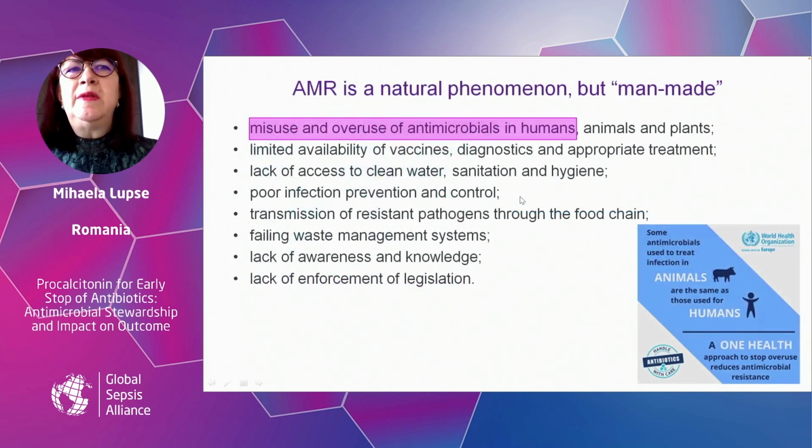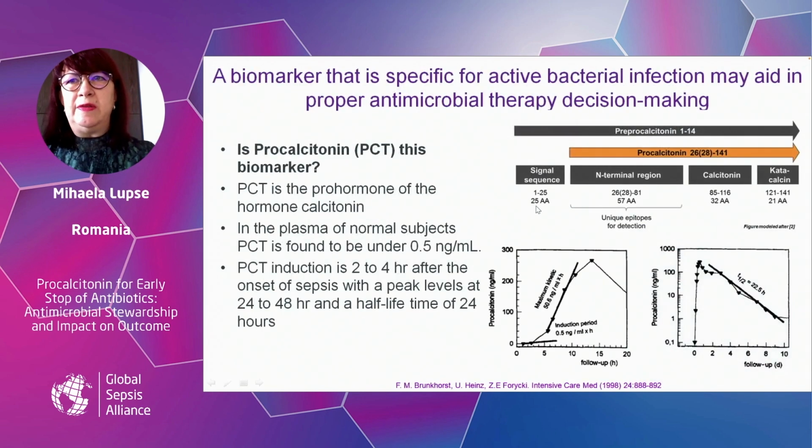Antimicrobial resistance is a natural phenomenon, but it's man-made. Actually, the most important cause is the misuse and overuse of antimicrobials in humans, animals, and plants. How can we reduce this antimicrobial resistance? Maybe if we find a biomarker that is specific for active bacterial infection and offers us proper antimicrobial therapy decision-making. And such a biomarker could be procalcitonin.